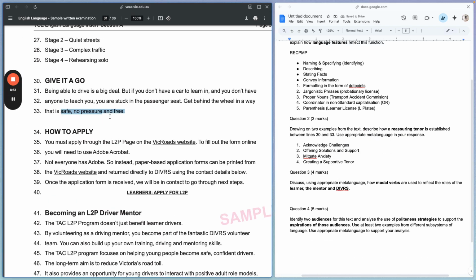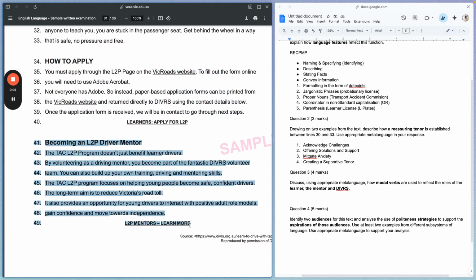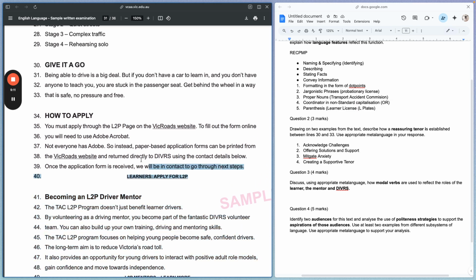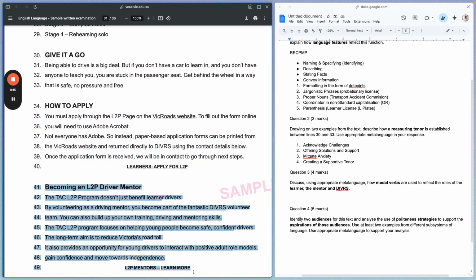Let's move on then to question number 3. We asked how modal verbs are used to reflect the roles of the learner, the mentor, and the DIVRS. Now, because it's 4 marks, how I would think about this is, if you look at the text, we have this part here, which is specifically directed towards the learner, and here it's directed towards the mentors. We see here that they are using very high modality verbs here, but quite low modality verbs here. And so the question becomes why.